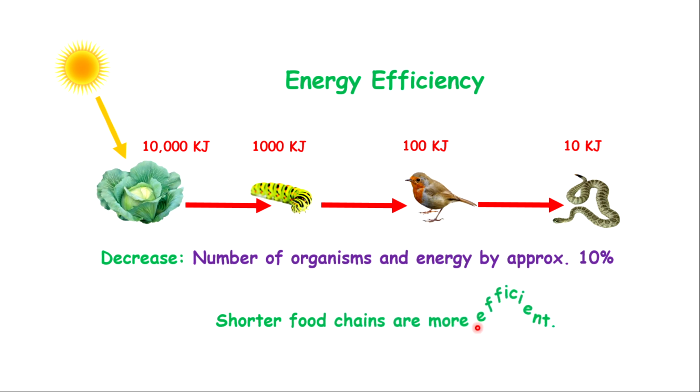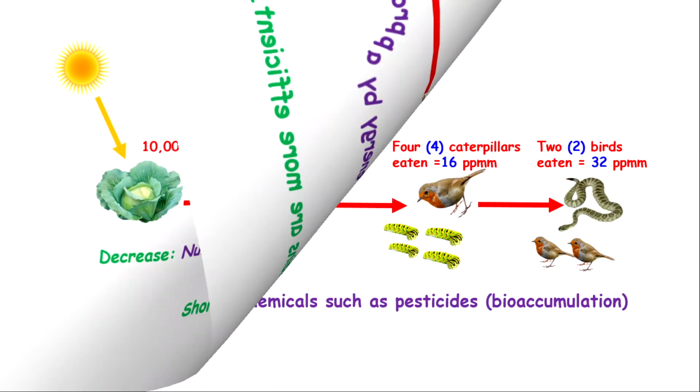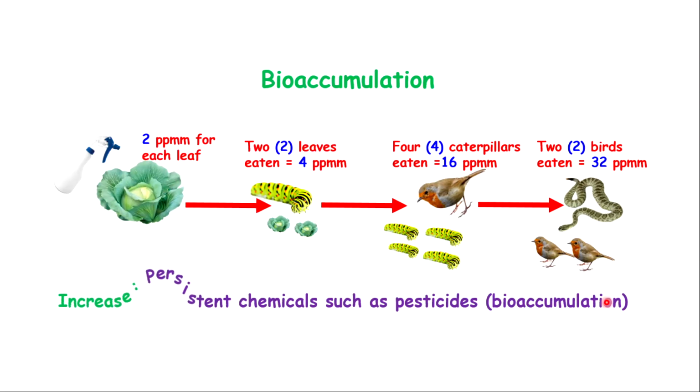Now, something to note again, is that shorter food chains tend to be more efficient. Why? Because there's less energy loss, and there is more energy conserved for the organism. Longer food chains are less efficient because the further you go, the more the energy decreases. That means a lot of energy is being lost, and those organisms will have to eat much more to sustain themselves. All right. Now, let's look at bioaccumulation.